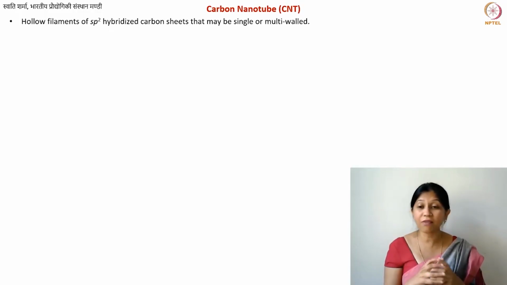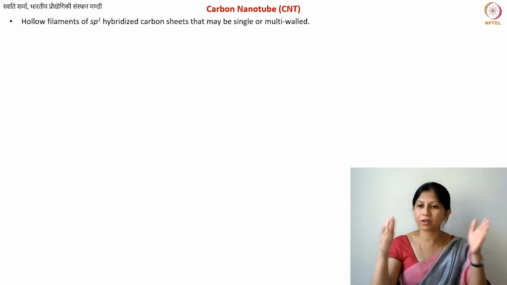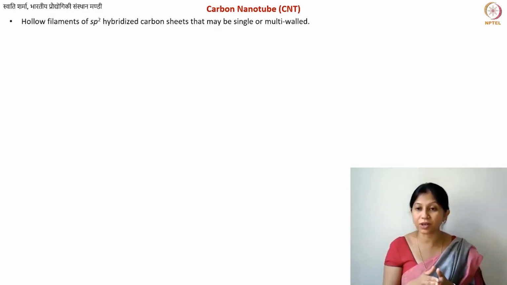Now you can also have multiple walls. Multiple walls means multiple concentric cylinders. So we are talking about one cylinder, but we can also have multiple cylinders. In that case, you can call it multi-walled carbon nanotubes.